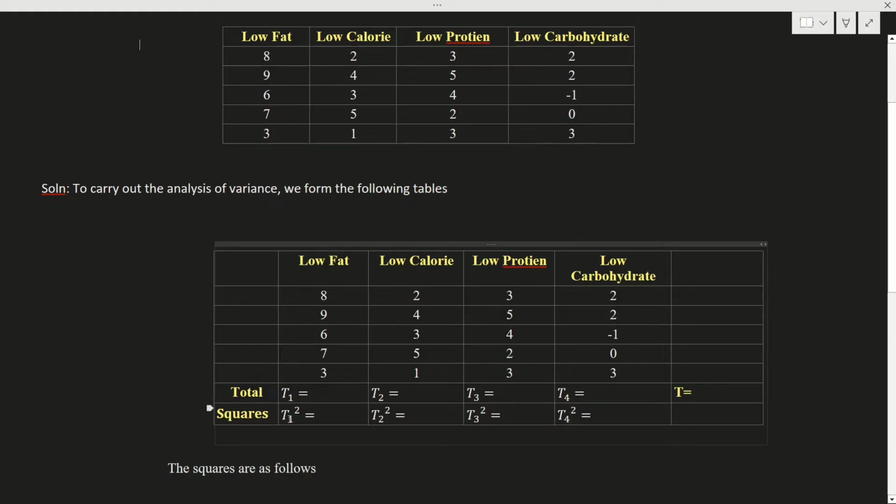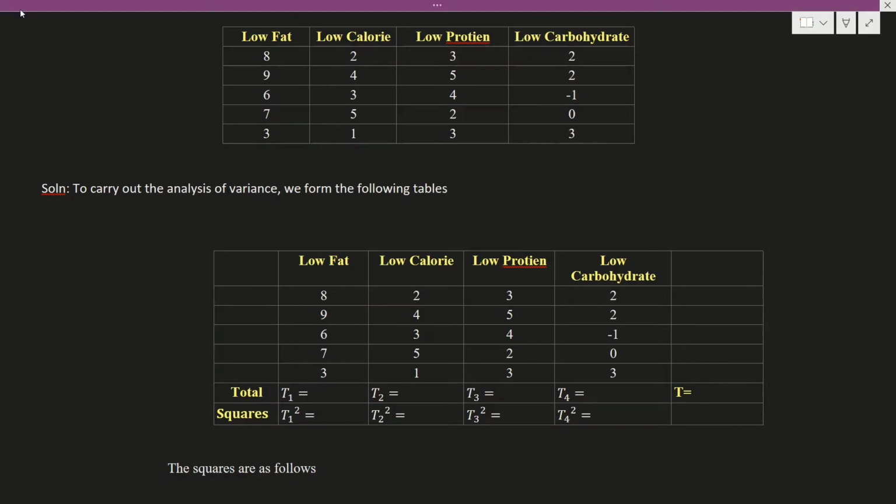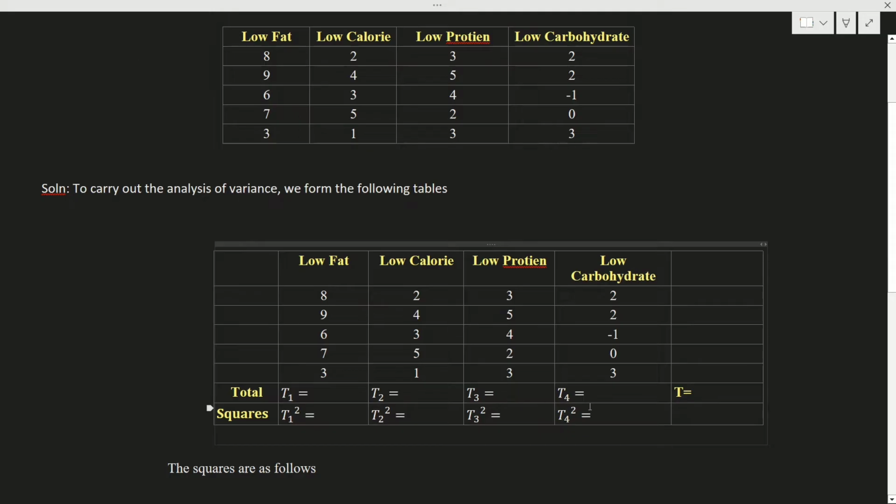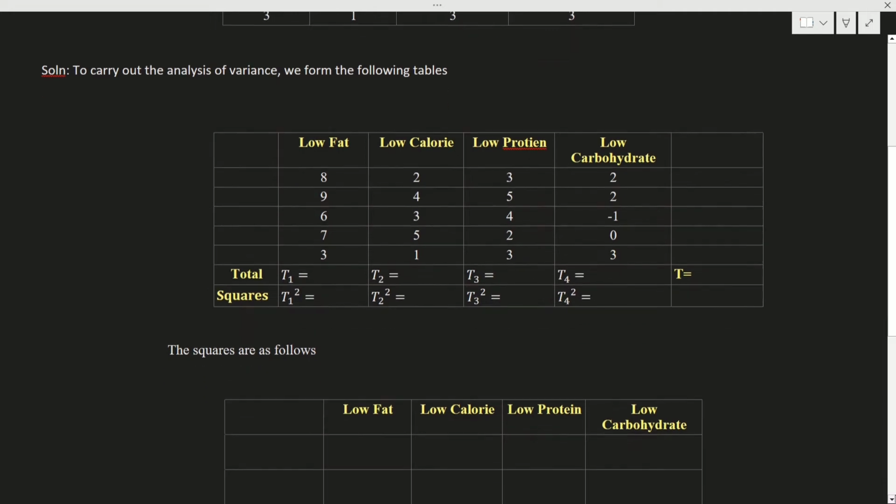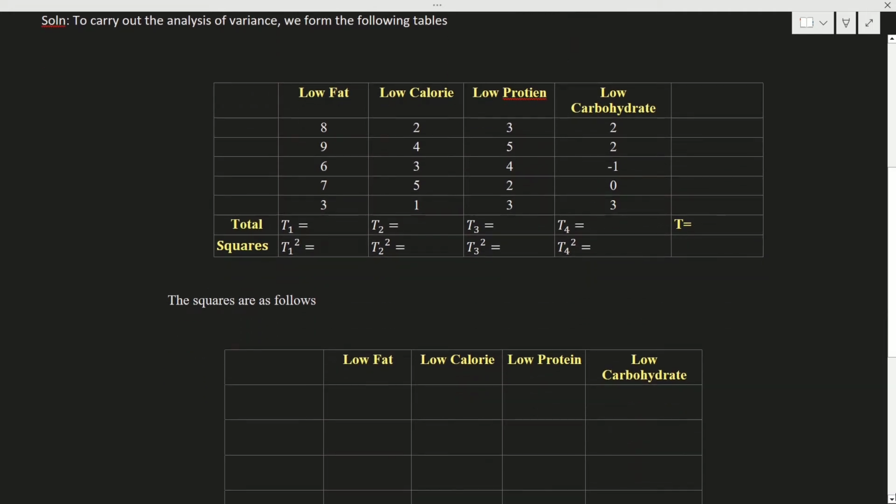Later, someone asked me how to get the sum T in finding the correction factor. Sum T is nothing but the sum of T1, T2, T3, T4. That gives us capital T. Okay, we'll see that. Now, the first step is to find the total of each column.